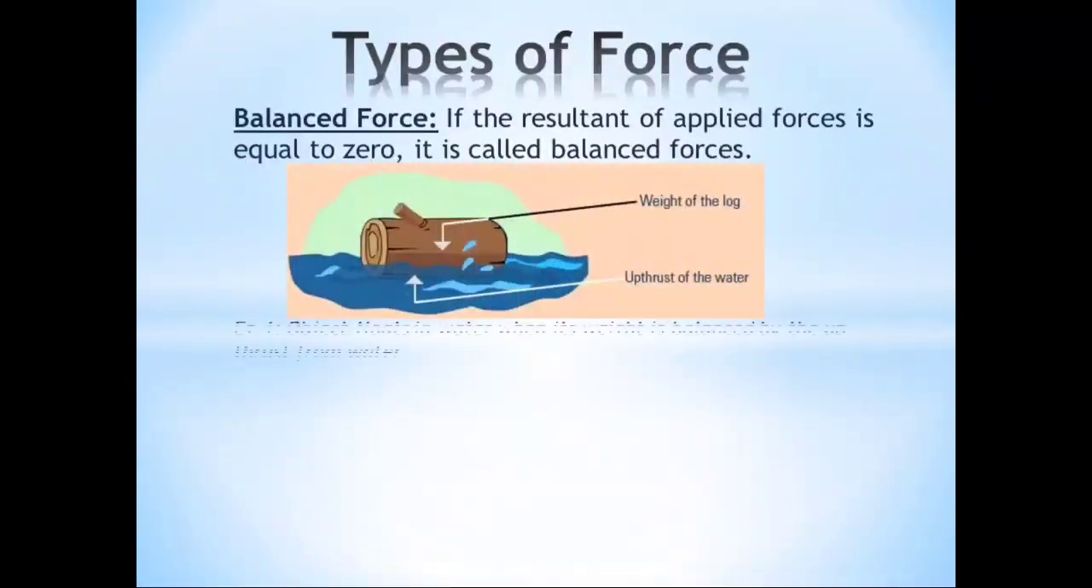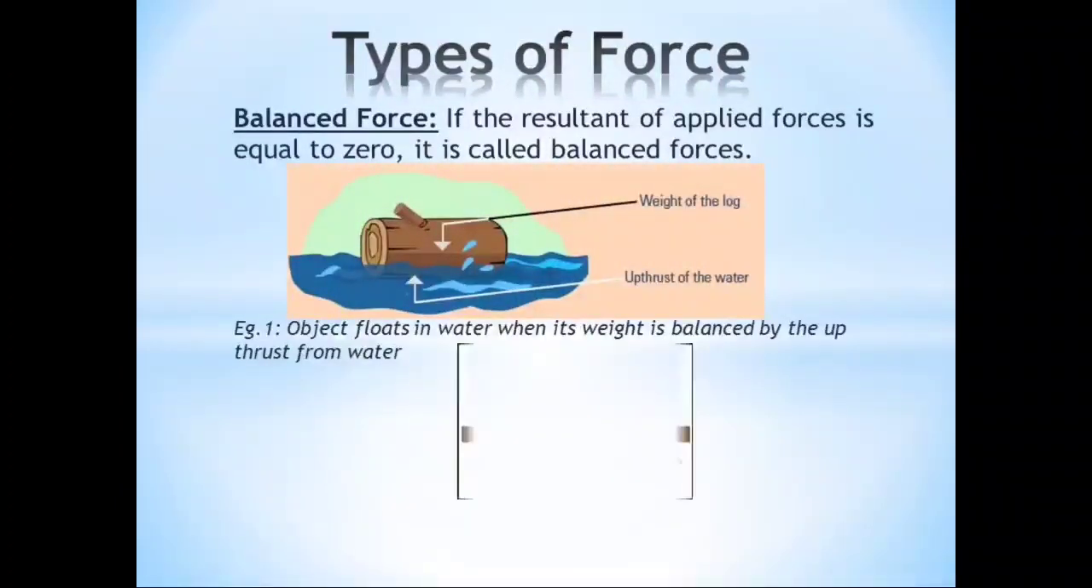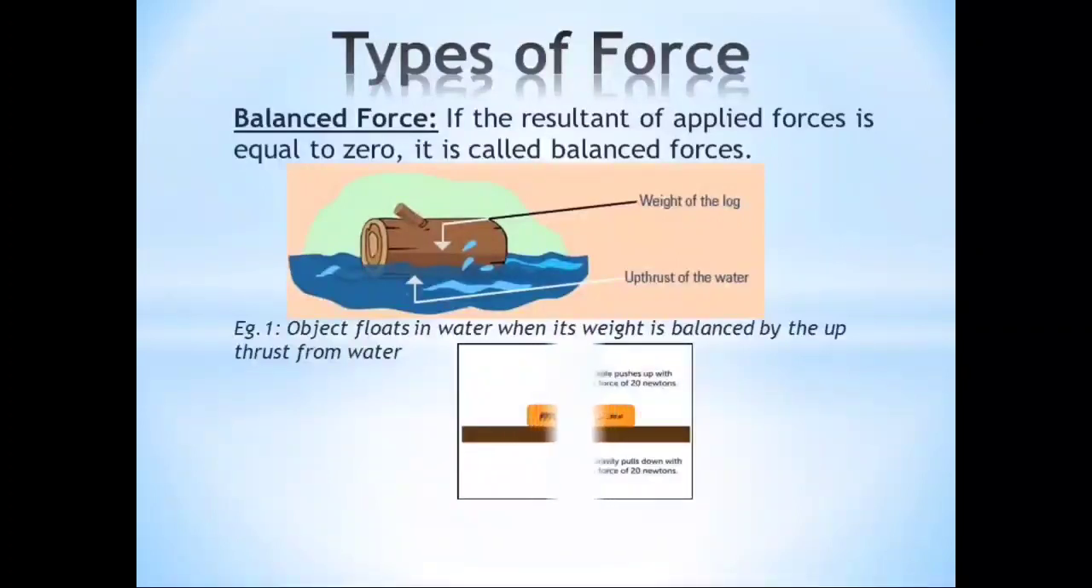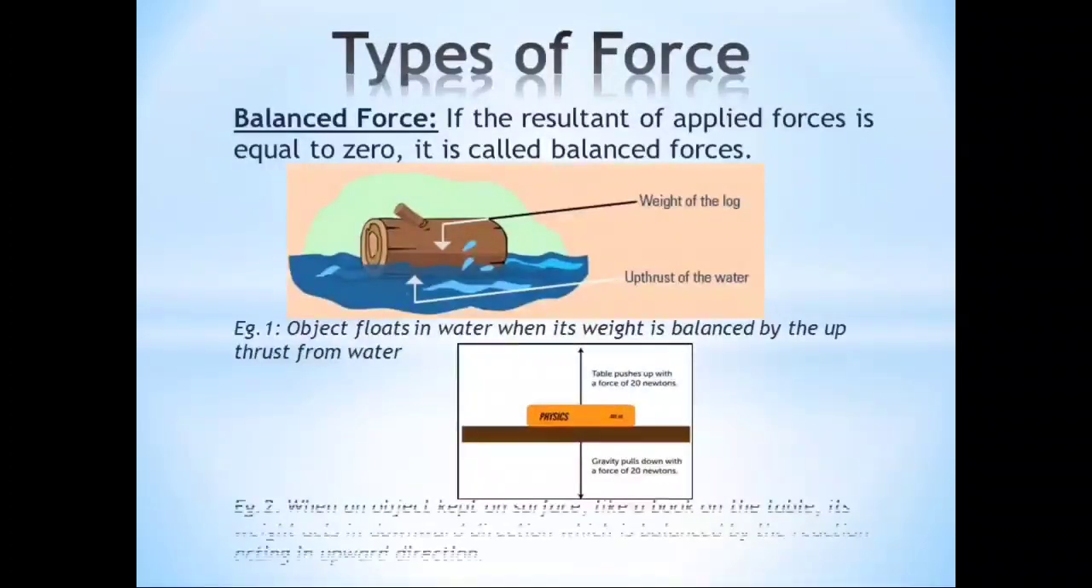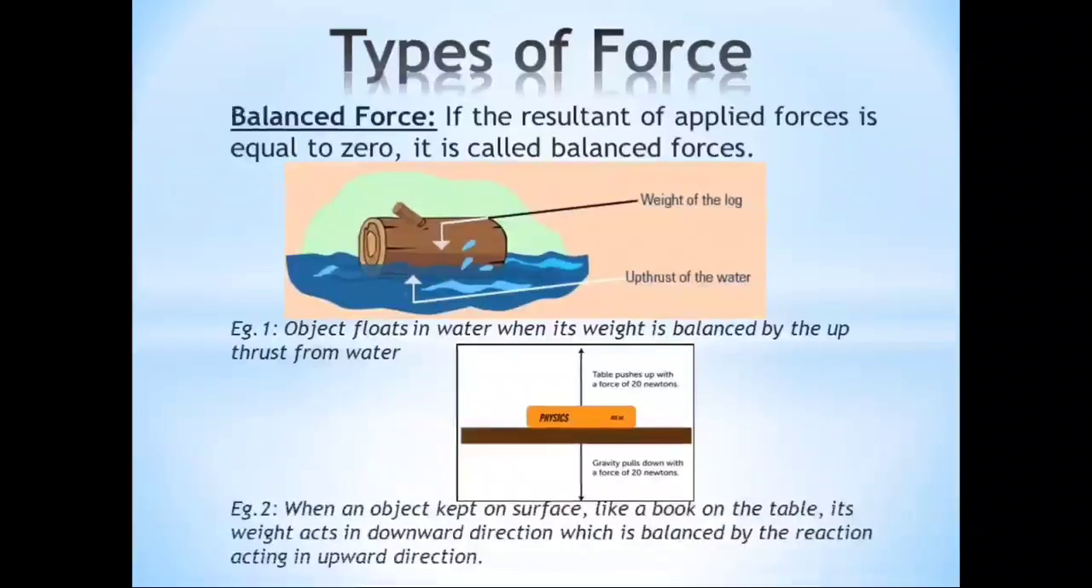Another example you can take, let us suppose there is a book which is kept on a table. The weight of the book will act in downward direction, we know that, and the reaction of the table will act in upward direction. These both are again equal and opposite to each other, so they both will cancel each other. So it means in balanced force there is no acceleration.